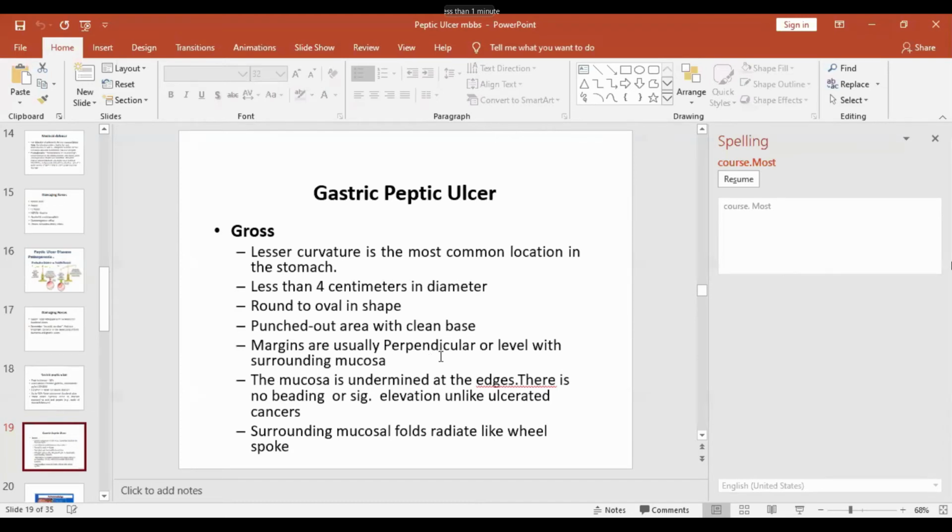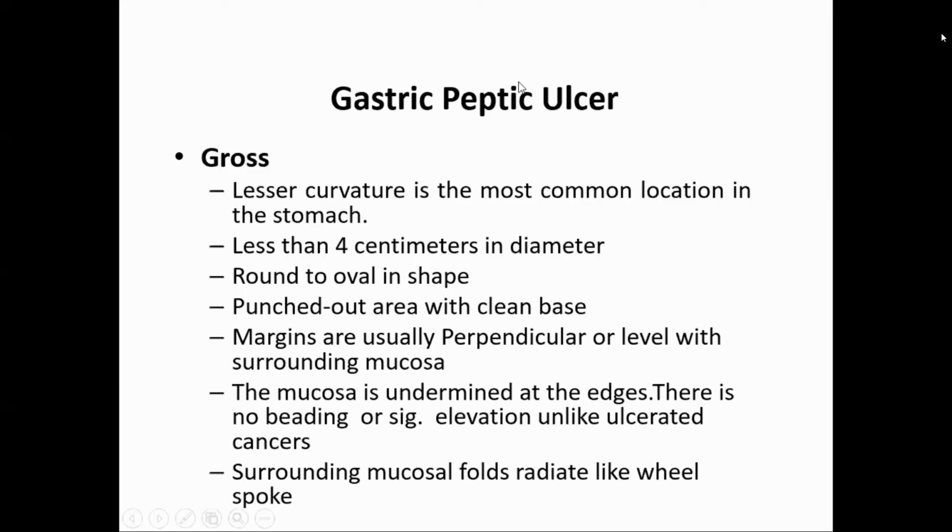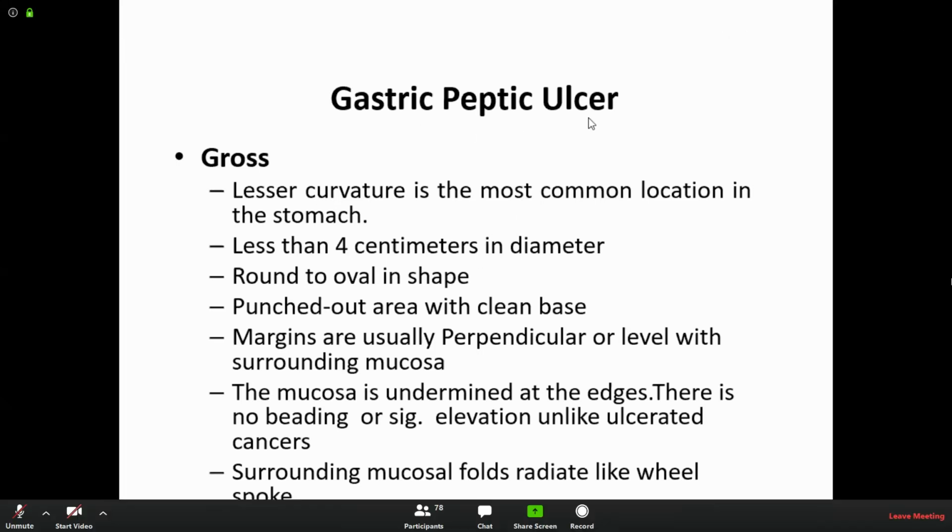Then the margins are usually perpendicular, like when you punch a hole in paper. The margins are perpendicular and level with the surrounding mucosa. The mucosa is undermined at the edges, it goes inside. And there is no beading, that is, no nodular things at the margin, or significant elevation. That is important. Okay, now this is the gross morphology of gastric peptic ulcer.